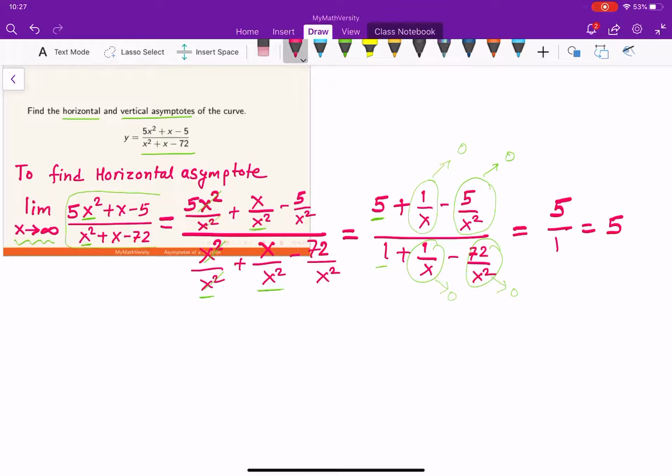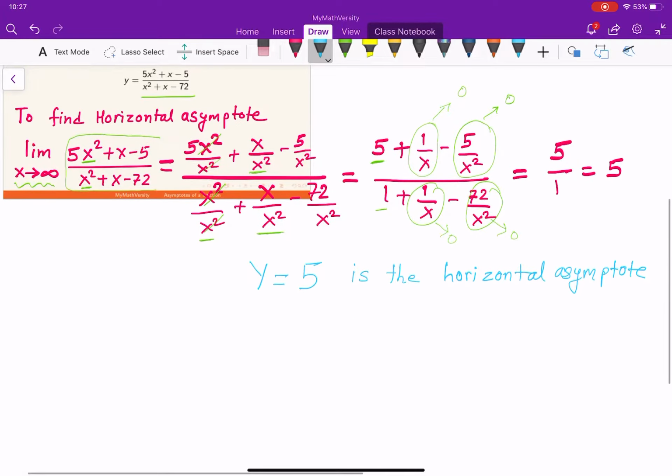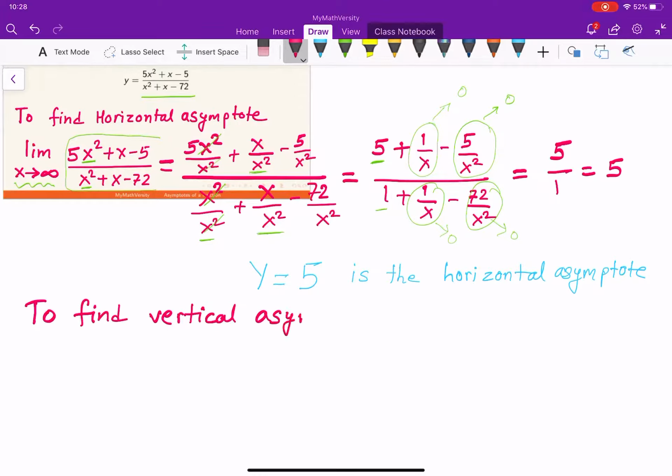That limit exists, and we are able to calculate it. If you try to find the limit at negative infinity, I believe you will get the same thing. You can try that. But if this is the limit at infinity, then y equal to 5 is the equation of the horizontal asymptote for this given curve. That's how we can find the horizontal asymptote. But to find the vertical asymptote, you can again use the definition of the limit, no problem with that.